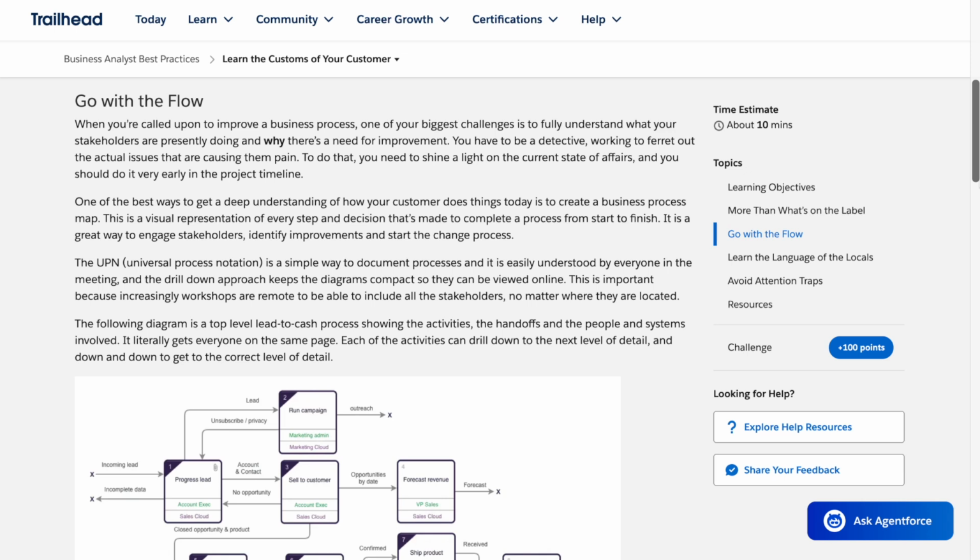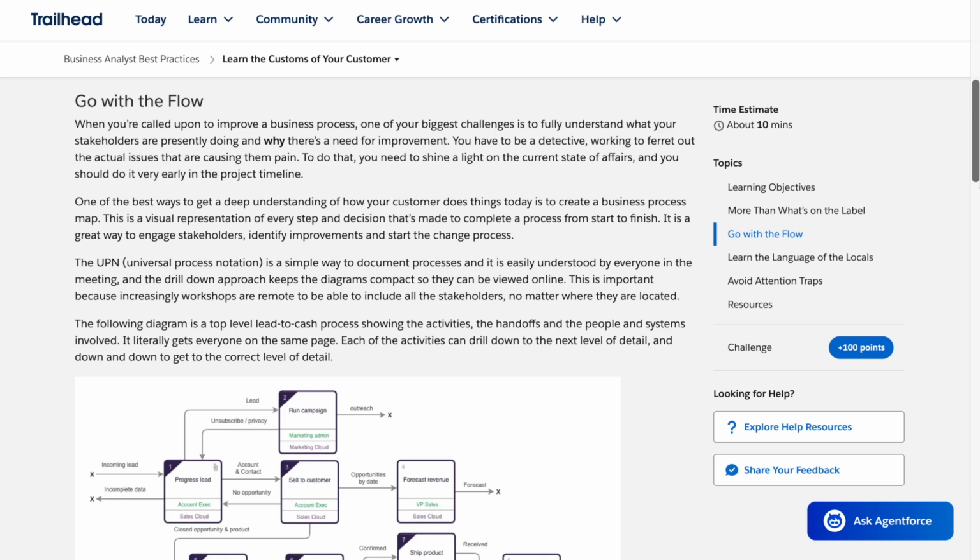One of the best ways to get a deep understanding of how your customer does things today is to create a business process map. This is a visual representation of every step and decision that's made to complete a process from start to finish. It is a great way to engage stakeholders, identify improvements, and start the change process. The UPN, Universal Process Notation, is a simple way to document processes, and it is easily understood by everyone in the meeting. And the drill-down approach keeps the diagrams compact so they can be viewed online.